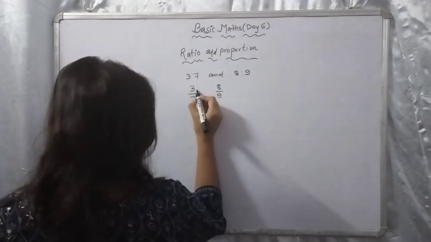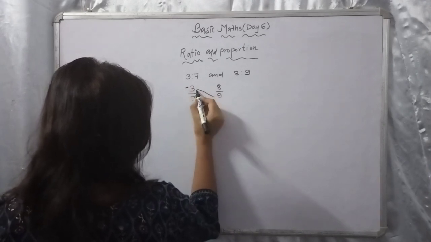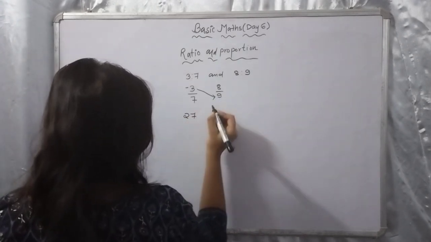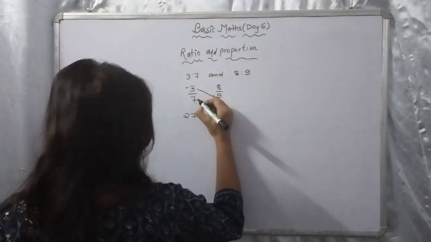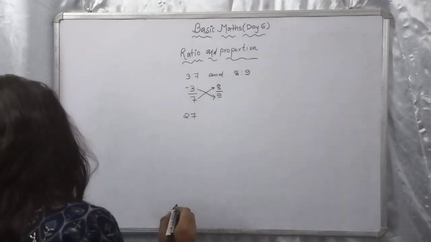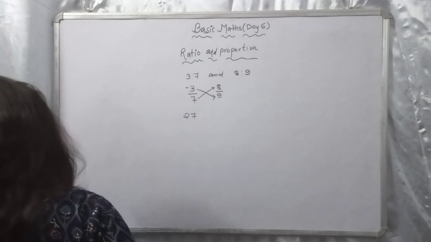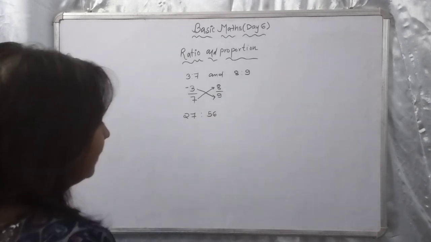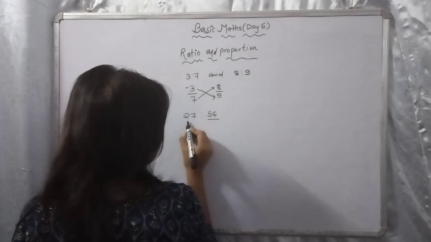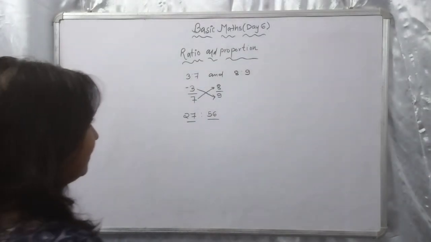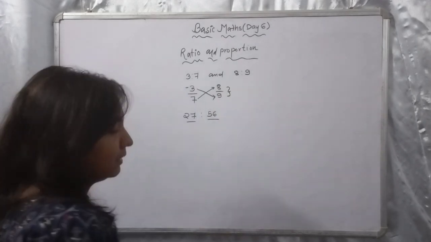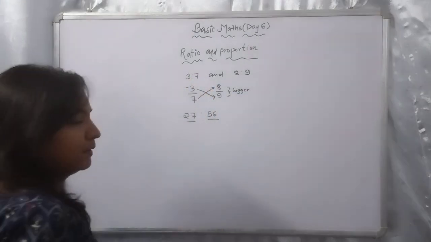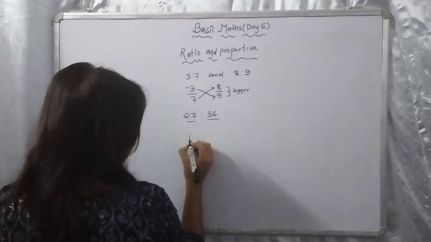Now you cross multiply. First, always you will start with this. So 3 nines are 27. You will write it in first place, and then you will multiply it with this. 7 eights are 56. So you will write it here. Now clearly it can be seen that 56 is bigger than 27. So we can write that 8/9 is bigger as compared to 3/7.